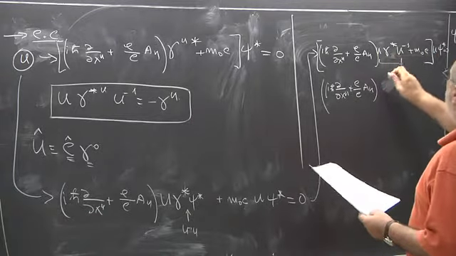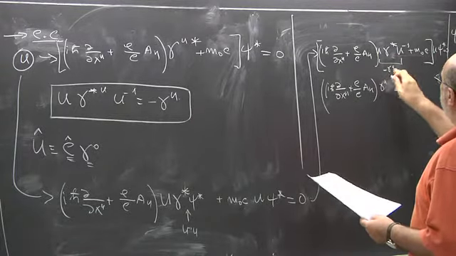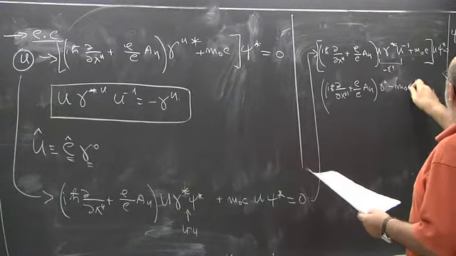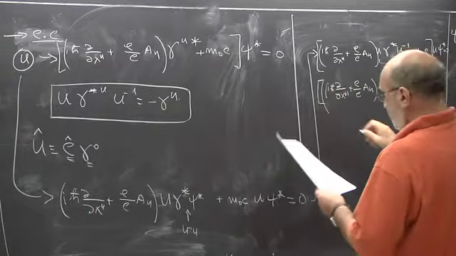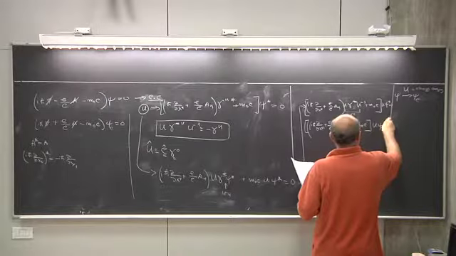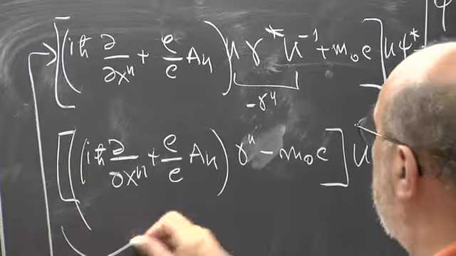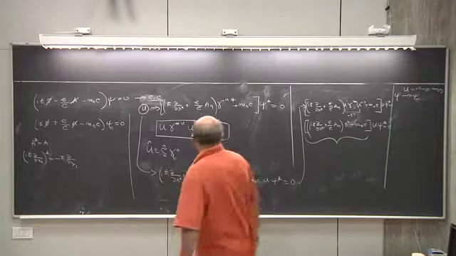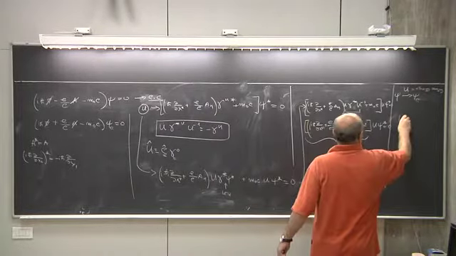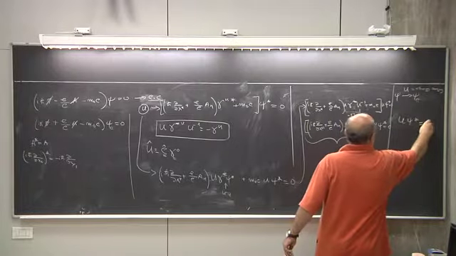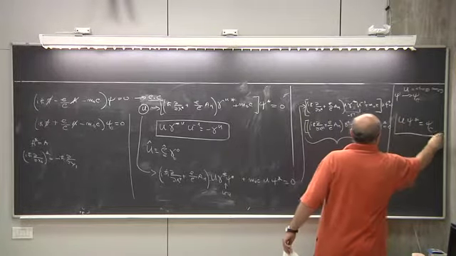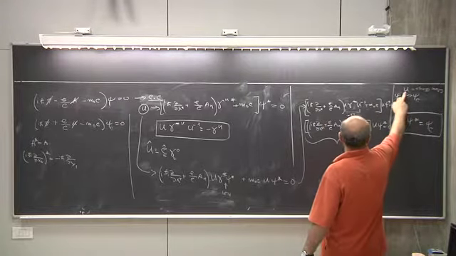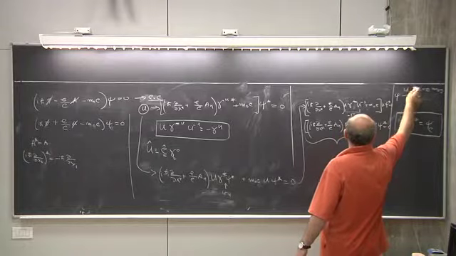This one is minus gamma mu, but let's put plus gamma mu and a minus here. U psi star equals 0. This is exactly the equation of the antiparticle, you see? So it means u psi star is equal to psi of c.